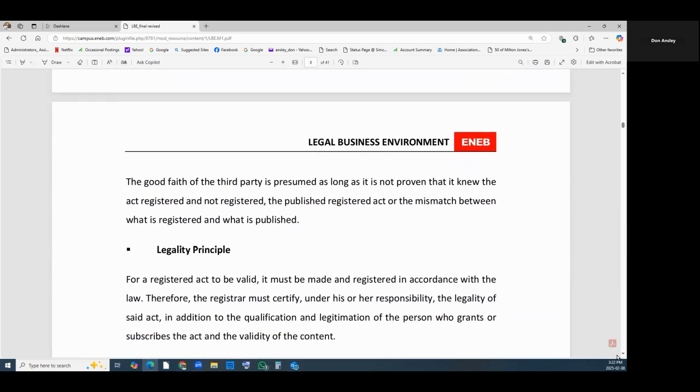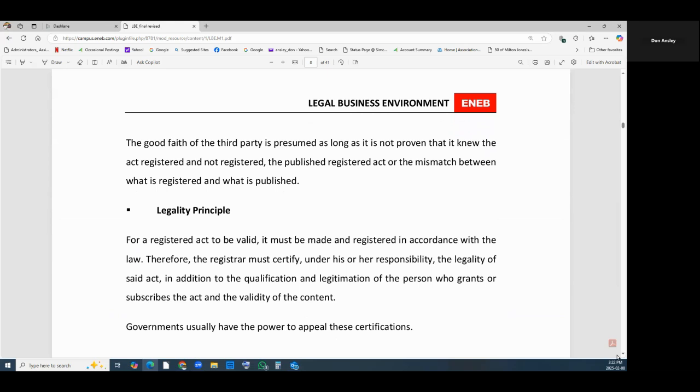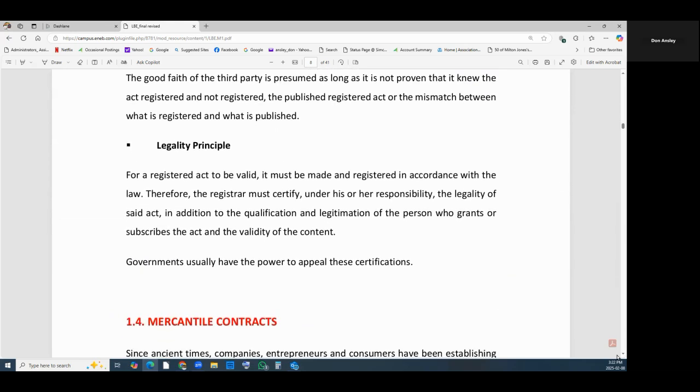The good faith of the third party is presumed as long as it is not proven that it knew the act registered or not registered, the public registered act, or the mismatch between what is registered and what is published.